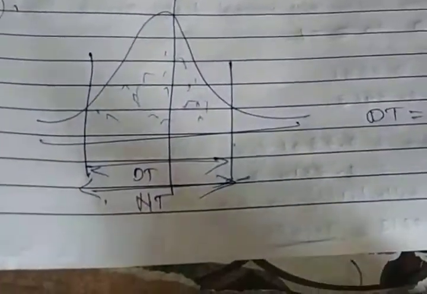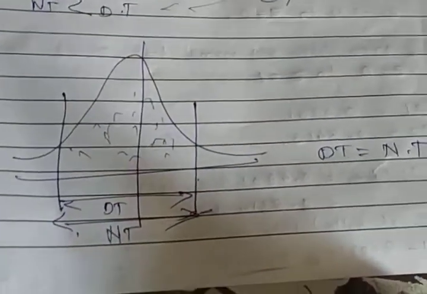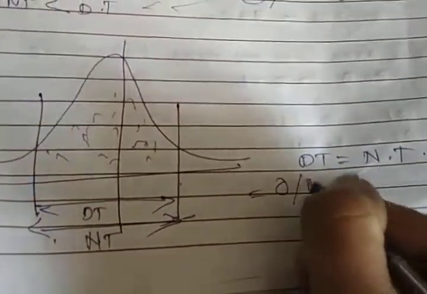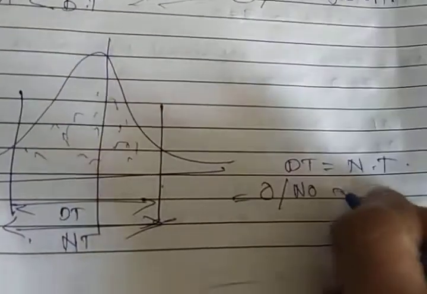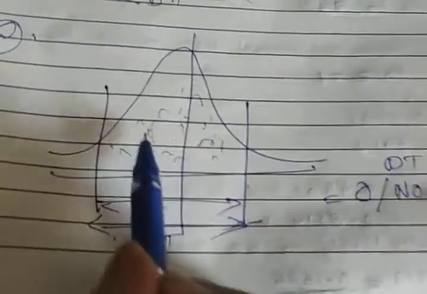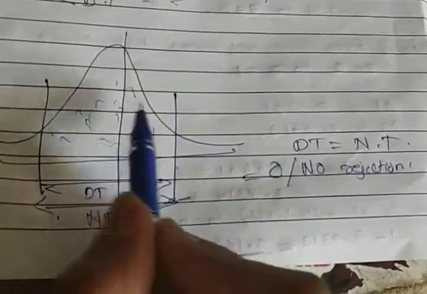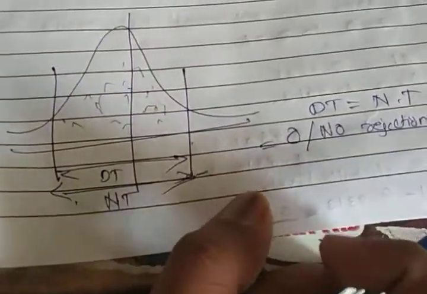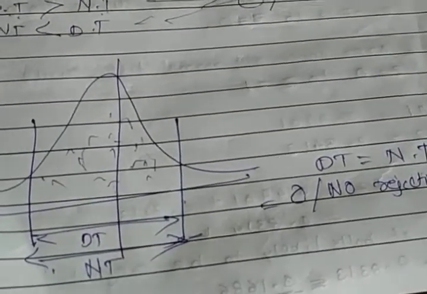So how much rejection will there be? Absolutely, there is zero rejection, or no rejection, because whatever is produced is under the design tolerance limit. So there will be no rejection. It is also known as centered, that is, the manufacturing process is centered.